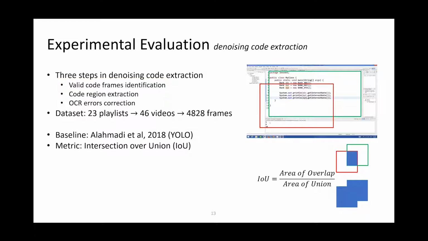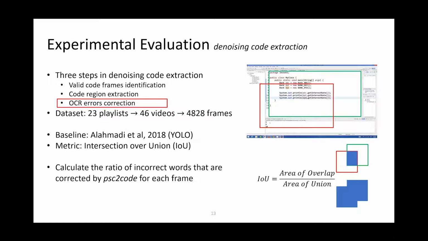For OCR error correction, we calculate the ratio of incorrect words that are corrected by psc2code for each frame in the testing set.